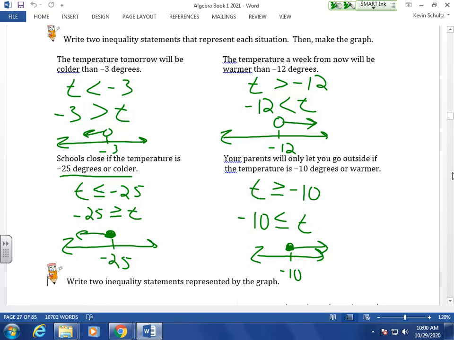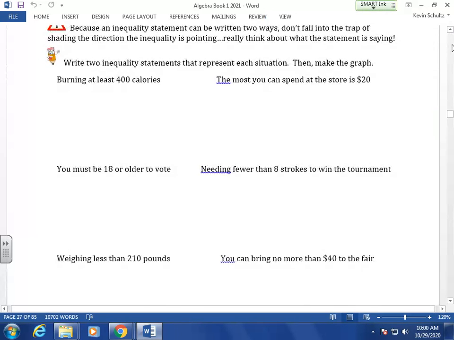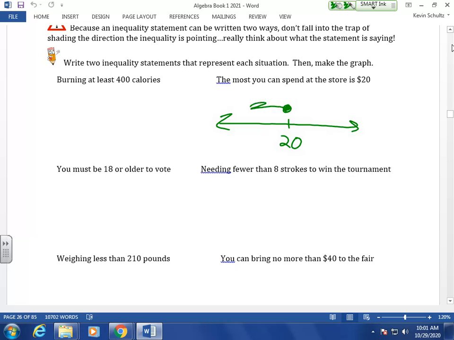Okay. Can I do some foreshadowing here? You all know what foreshadowing is, right? Let's go back to the first page here. Here we go. The most you can spend in the store is $20. I think we did this one in class. But the most you can spend at the store is $20. The graph for this should look like this. There's a closed circle at 20 going to the left.